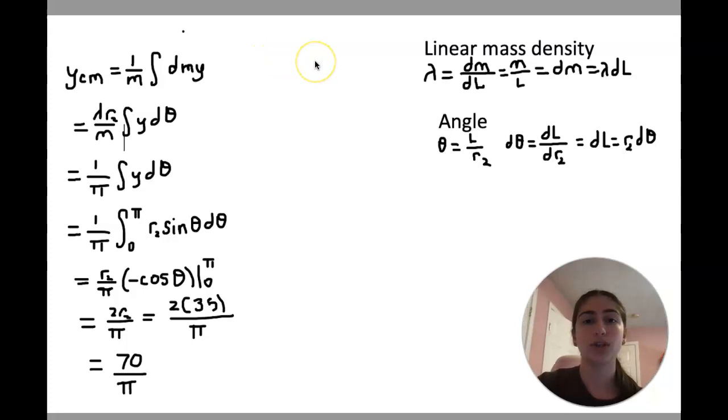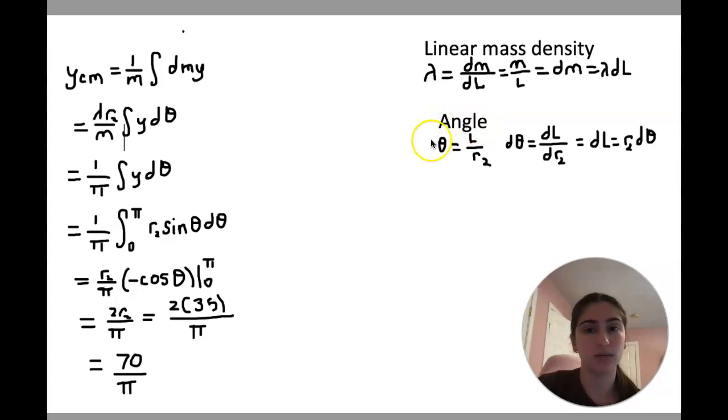So first, to start off the process, we have linear mass density. For linear mass density, lambda equals dm over dl, which equals m over l, which gives dm equals lambda dl. Now, why did I solve for dm? Well, later, as we will see in the integral, we will have a variable of dm. This will make it more simple to then plug right in lambda times dl.